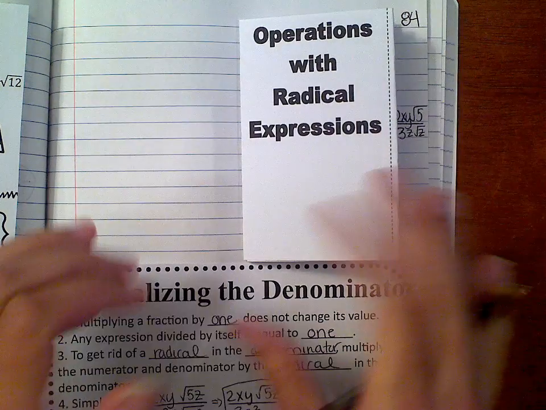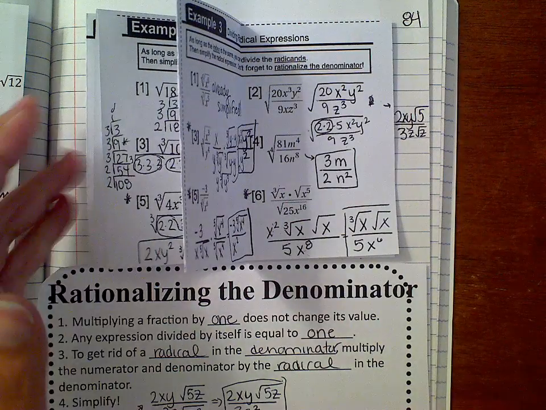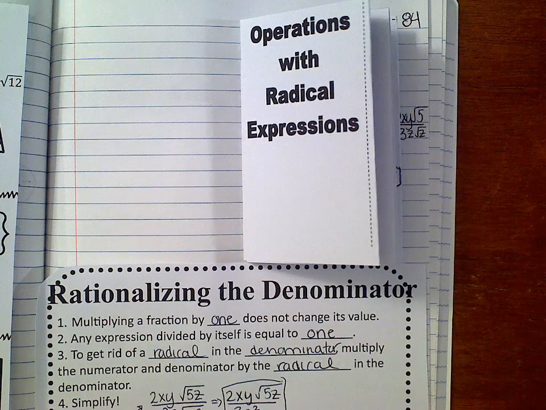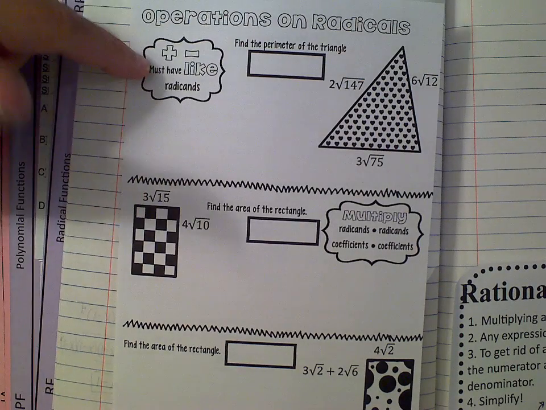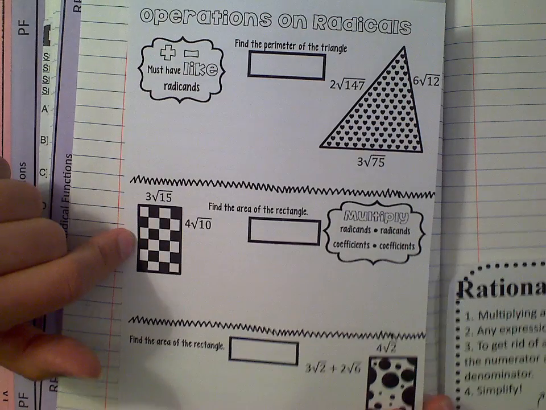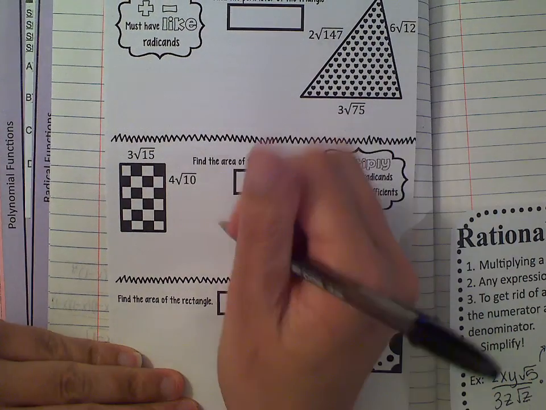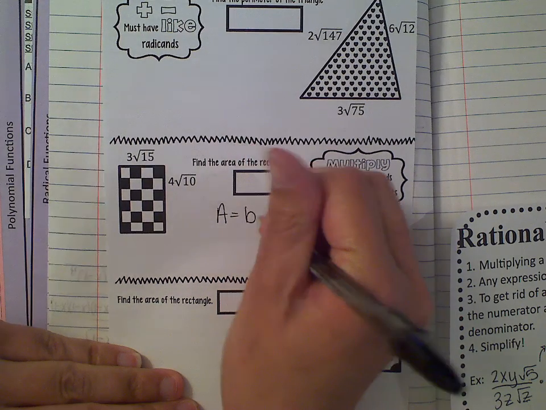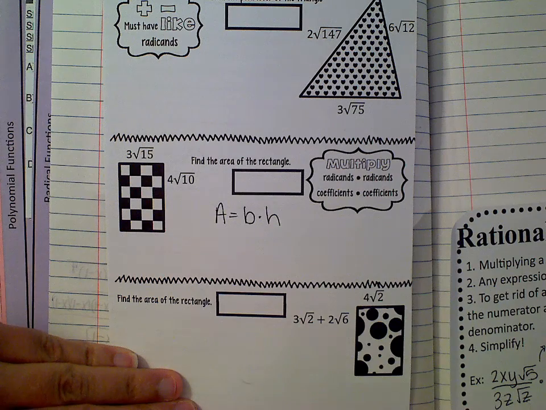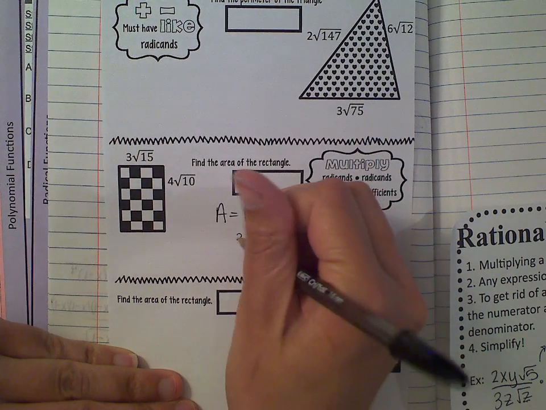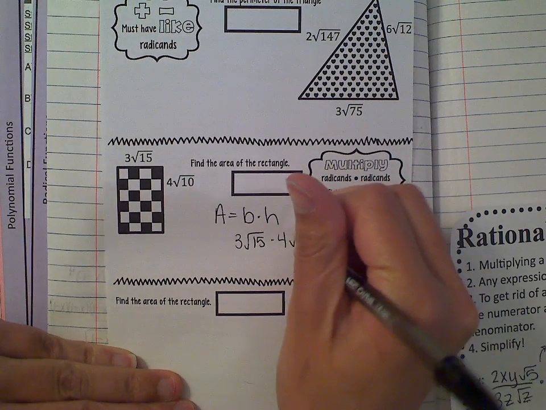Those were a little bit crazy examples, but you're going to have a homework assignment to try, so hopefully that goes okay. Oh, I have one more. I forgot. Over here. Now the first one is adding and subtracting, but this middle one here, if we want to find the area of a rectangle, if you remember, you do base times height. And this cute little checkerboard rectangle right here has a base length of 3 root 15 and a height of 4 root 10.